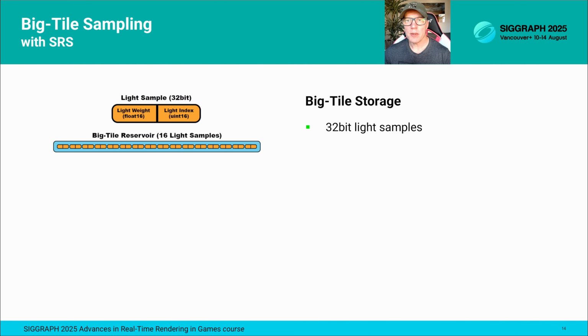Each resulting light sample is stored in a 32-bit format as shown in the image. For the pixel shader implementation, the big tile sampling shader is evaluated for each big tile reservoir slot and exports the 32-bit light sample to the render target.